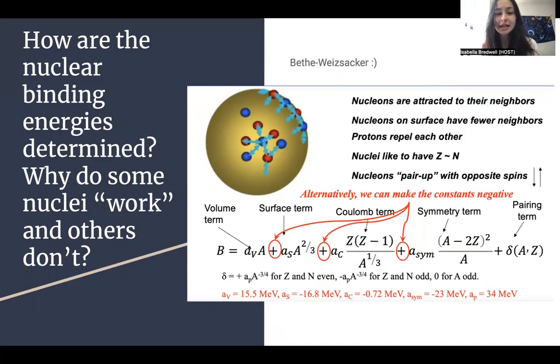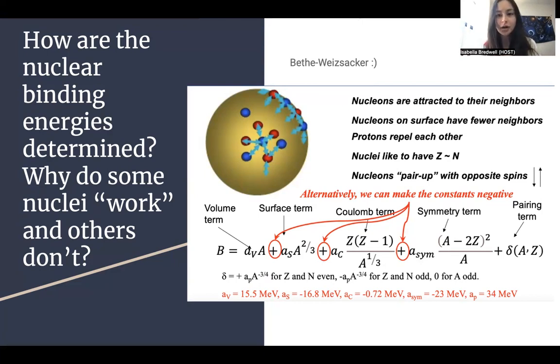So essentially there are certain things that nature likes that determine how tightly the nucleus is bound together. Nuclei like to have the same number of protons and neutrons. Nature really loves symmetry. So when you see that in a nucleus, it means it's going to be more tightly bonded together than other ones.